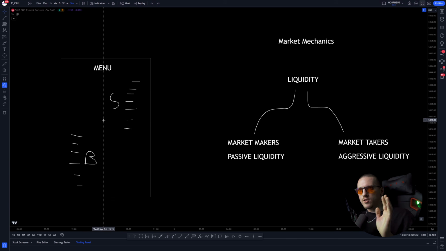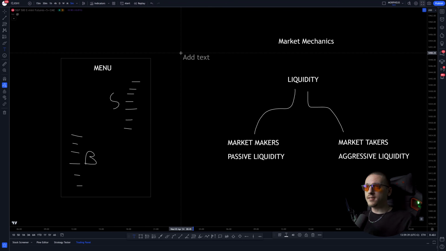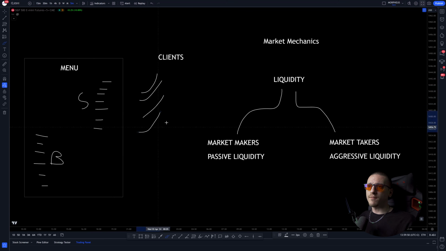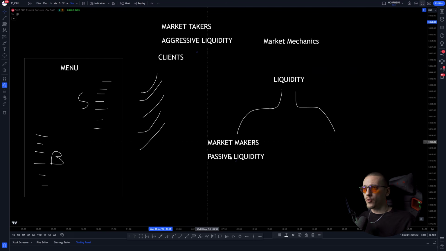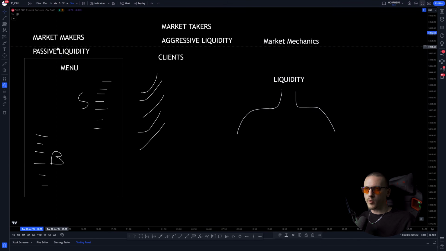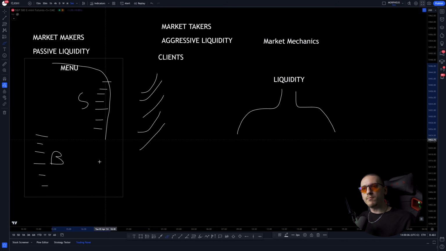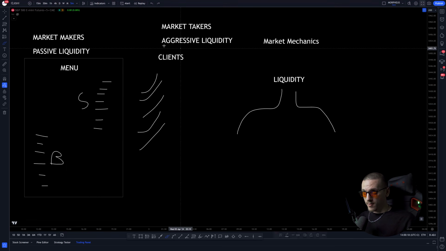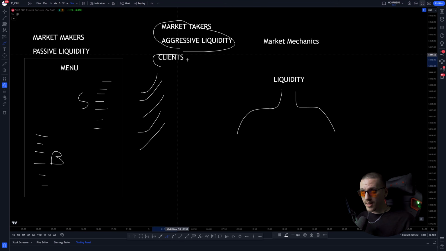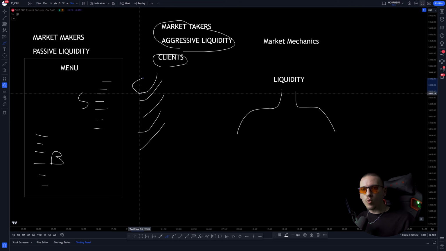This is the menu. So as long as there's a menu, there are some goods that are being, let's say, sold. But if no one is coming to buy them, nothing will happen. So outside here, you have the clients who want to take stuff from the menu. These are market takers, or aggressive liquidity. The menu is market makers, or passive liquidity. So there's one side of the market, both buyers and sellers, which are presenting their orders, like a menu, like an auction. And then there is aggressive liquidity, which are the clients who actively go and take those things in the menu.